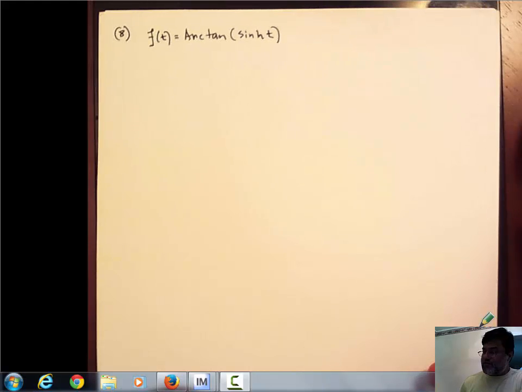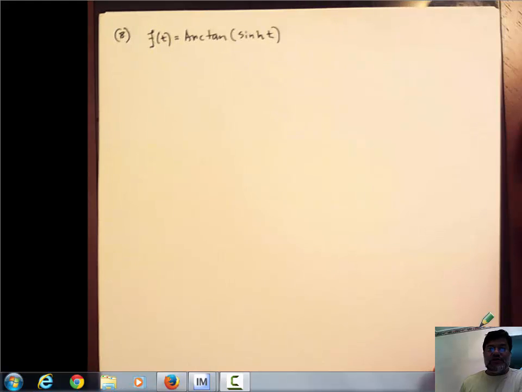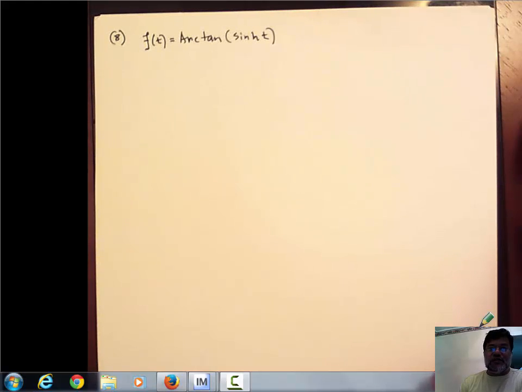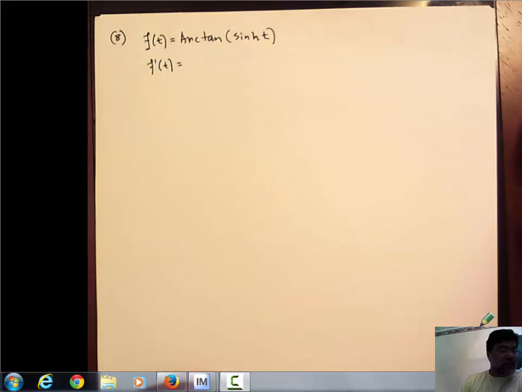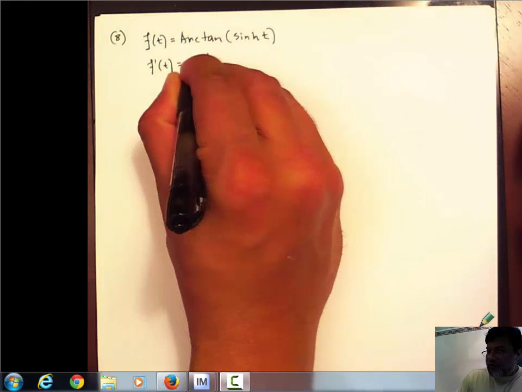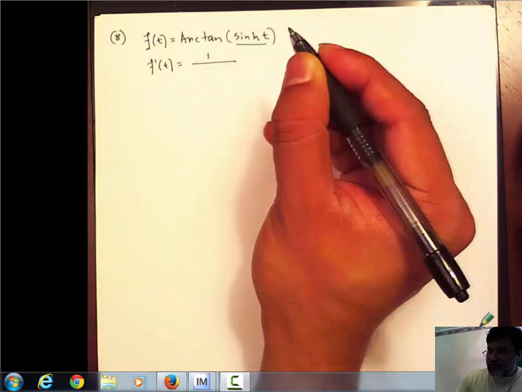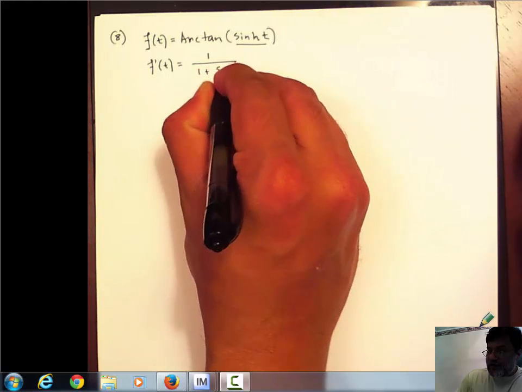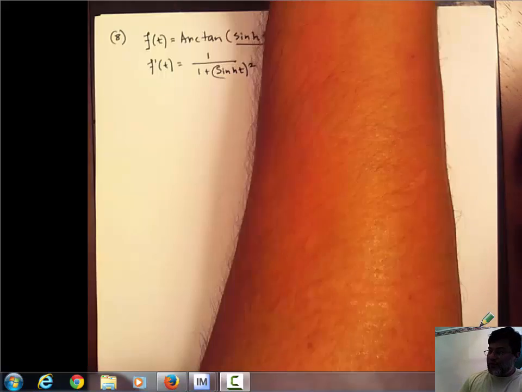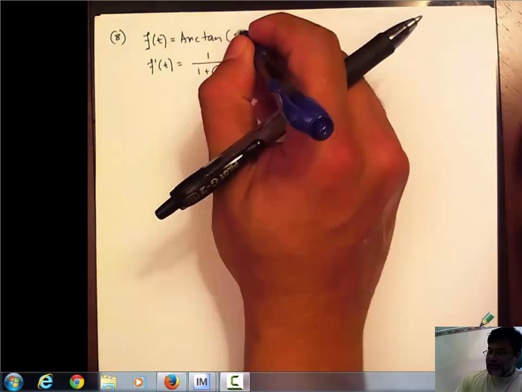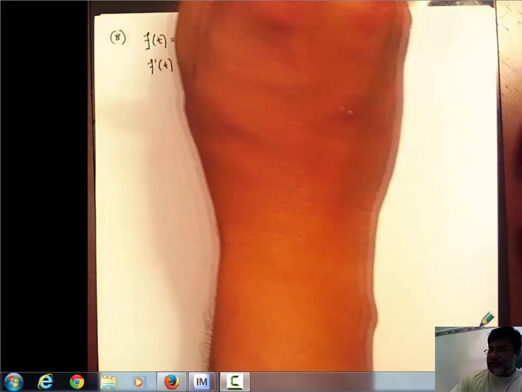Okay, let's restart with sample test number 8. Number 8, you have to find the derivative of the function f of t is arctan of sine hyperbolic t. So, what is the derivative of arctan? Well, the derivative of arctan is 1 over 1 plus x squared. Well, this is your x now, so this is going to be 1 plus sine hyperbolic t squared. But then by chain rule, it's not x, therefore you're going to have to take the derivative of sine hyperbolic t.